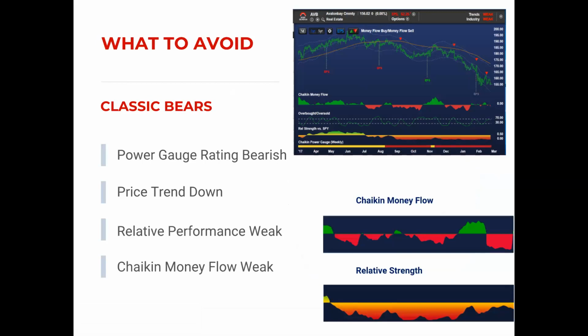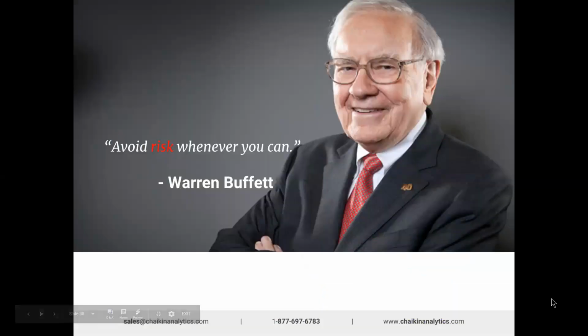Okay, so it's just as important to know what to avoid, and let's quickly go through this. This is obviously the flip side of a classic bull. And let's go back again to Warren Buffett. Avoid risk whenever you can. And a lot of investing is all about avoiding risk, minimizing risk.